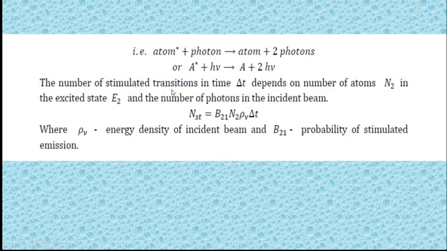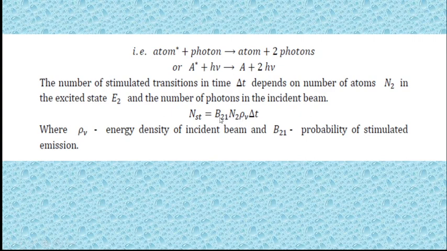The number of stimulated emissions depends on the number of atoms present in the excited state, in the higher energy level. It also depends on the number of photons incident, the number of photons interacting with atoms in the higher energy level. Therefore, NST, where NST represents the number of stimulated transitions, will be equal to B21 N2 rho V delta T.